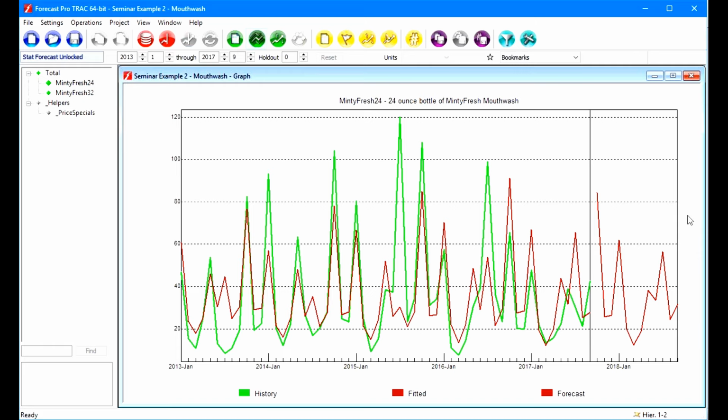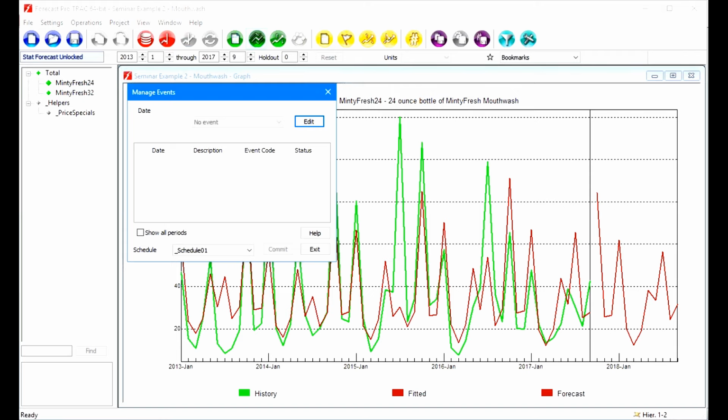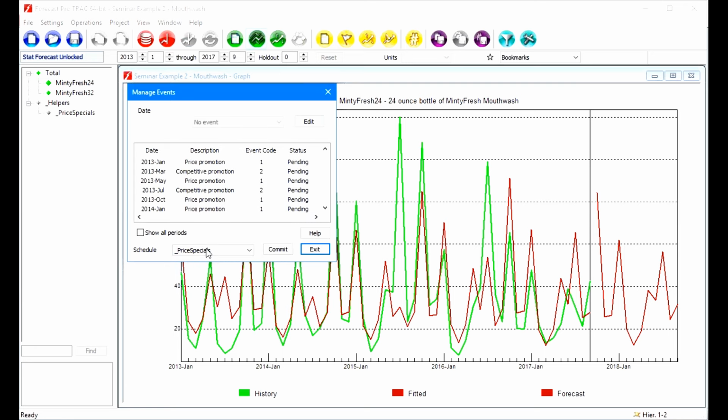So in terms of making sure that we have a good forecast, we really need to make sure we understand when the promotions are really planned in the forecast period. So we need a schedule. And in this case, we have already set up a schedule and read it in with our data manager. It's called price specials. What we have in this price schedule is two different types of events. So these spikes here are all associated with promotion events.